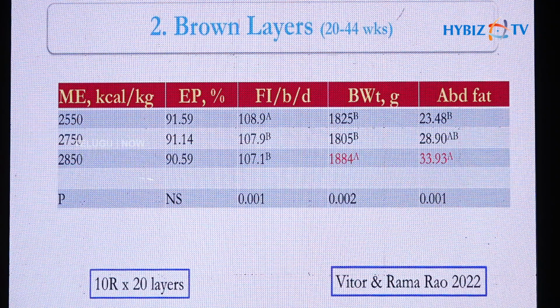If you are giving very high levels of energy, we are going to have birds with around 60 grams more body weight. Out of that, 10 grams is fat deposition. With more abdominal fat, the birds are more prone to heat stress, which is not at all desirable. Of course, this may not be relevant to our country, but we did this for some other context.